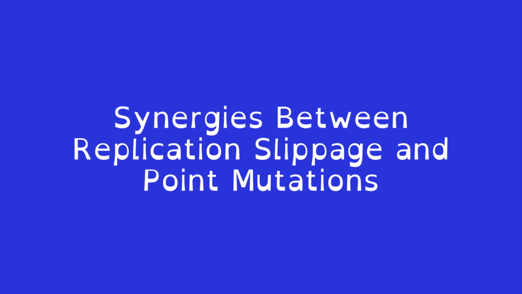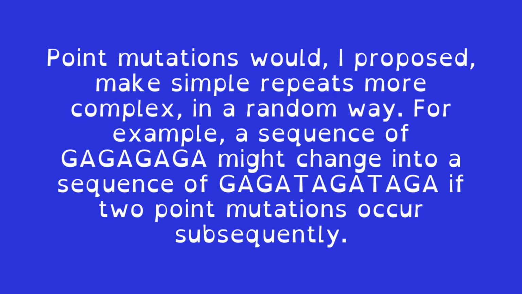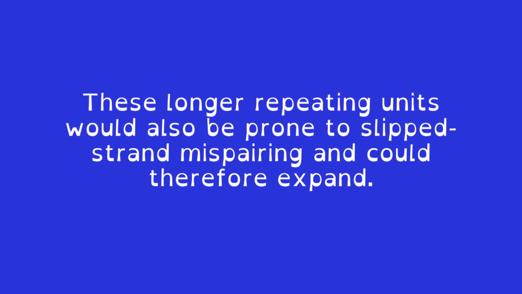Synergies between replication slippage and point mutations. Point mutations would, I proposed, make simple repeats more complex in a random way. For example, a sequence of GAGAGAGA might change into a sequence of GAGATAGATAGA if 2 point mutations occur subsequently. These longer repeating units would also be prone to slipped-strand mispairing and could therefore expand.